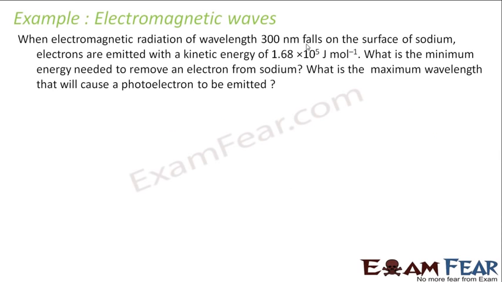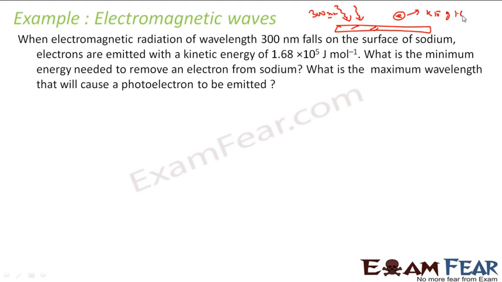So the question says, when an electromagnetic radiation of wavelength 300 nanometer falls on a surface of sodium, this is my sodium surface, let's suppose. I have my electromagnetic waves of 300 nanometer falling on this. Electrons come out with a kinetic energy of 1.68 into 10 to the power 5 joule per mole. Please note, this is joule per mole. It's talking about per mole. What is the energy required to remove electron from sodium?